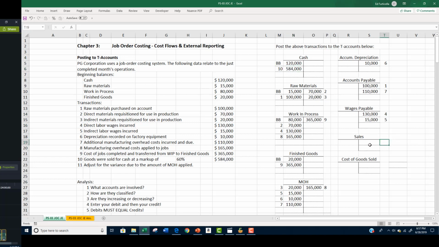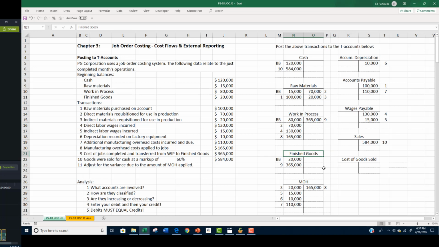Next, let's move to sales. Enter transaction number 10 and credit sales for $584,000. So debits equal credits for the sales portion of the transaction. The second part of the transaction requires that we show that the goods which were part of finished goods inventory are no longer there. To do this, we need to debit cost of goods sold and credit finished goods inventory.